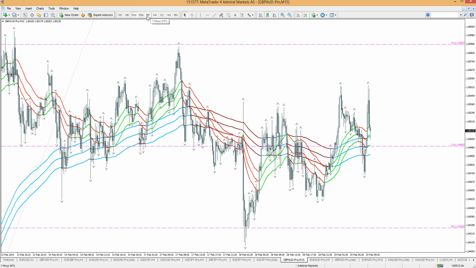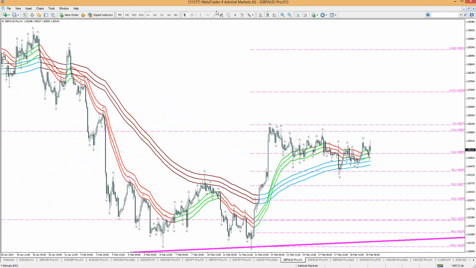Let's take a look at the hourly. Maybe that will provide us more guidance of what the price could do, and it does, because we see a clear consolidation. And this consolidation could easily be a bull flag. And what are we looking for? What is a bull flag? A bull flag is a continuation pattern. And what does that mean?